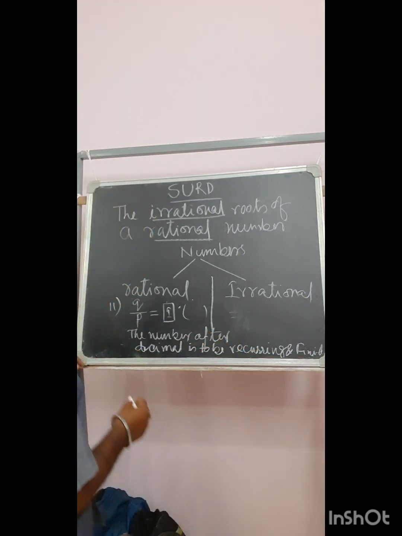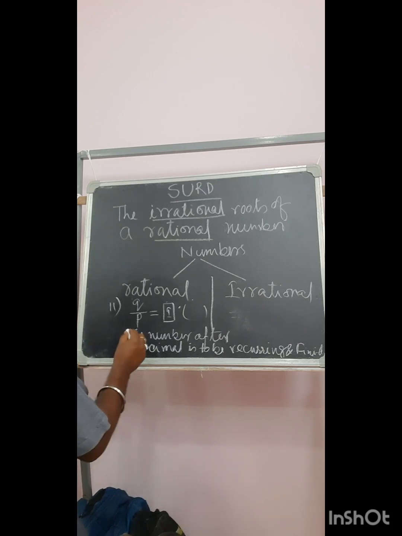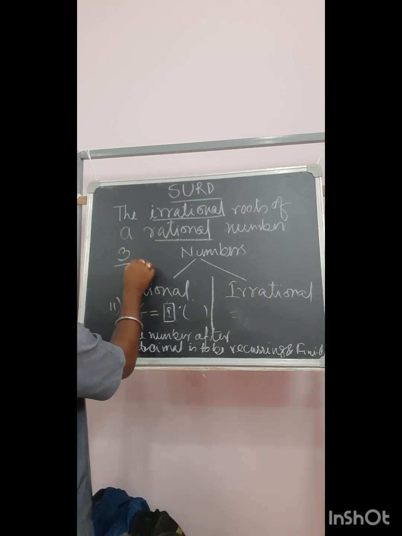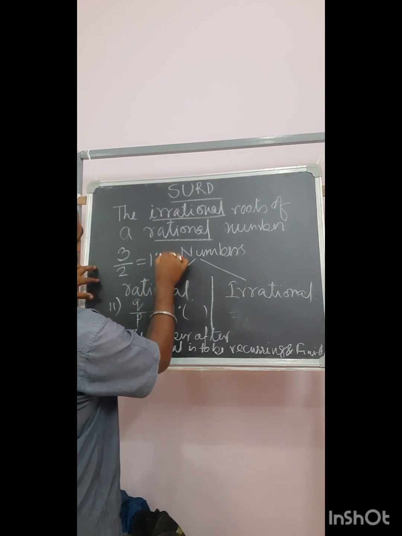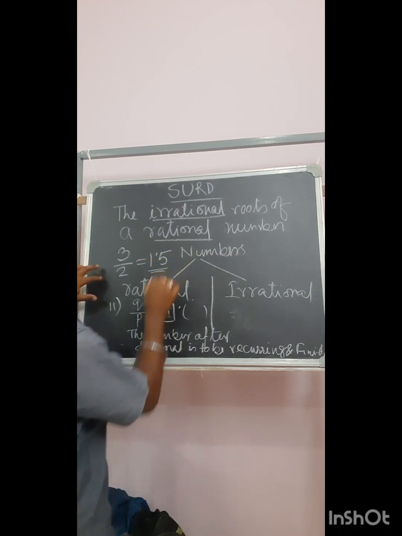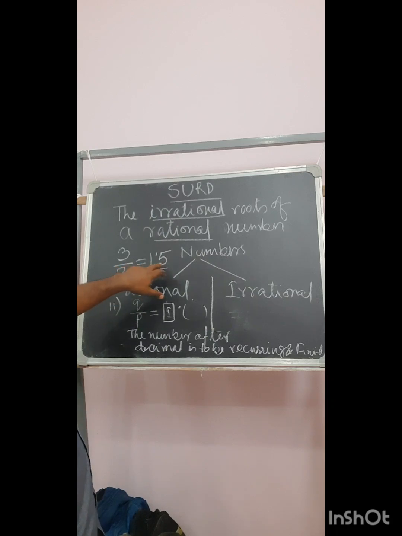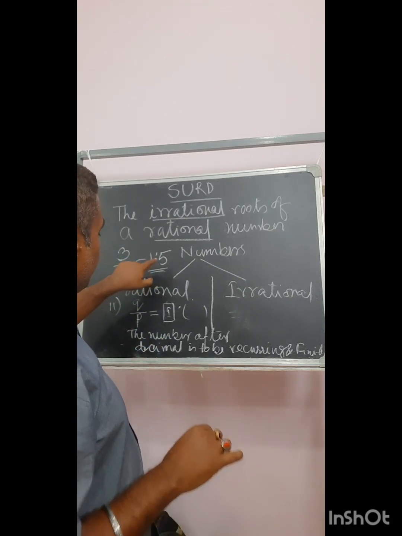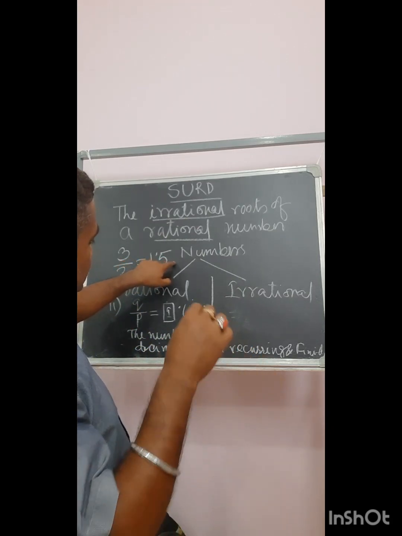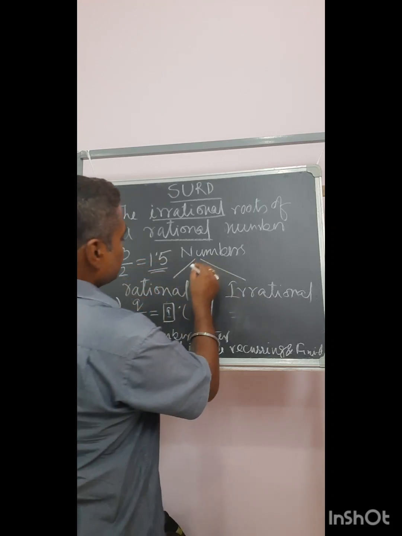I have taken the example of 3 by 2 as a rational number, so I would get the result in decimal as 1.5. So this is finite. That means this is not an infinite number. I will get a finite number of digits after the decimal.